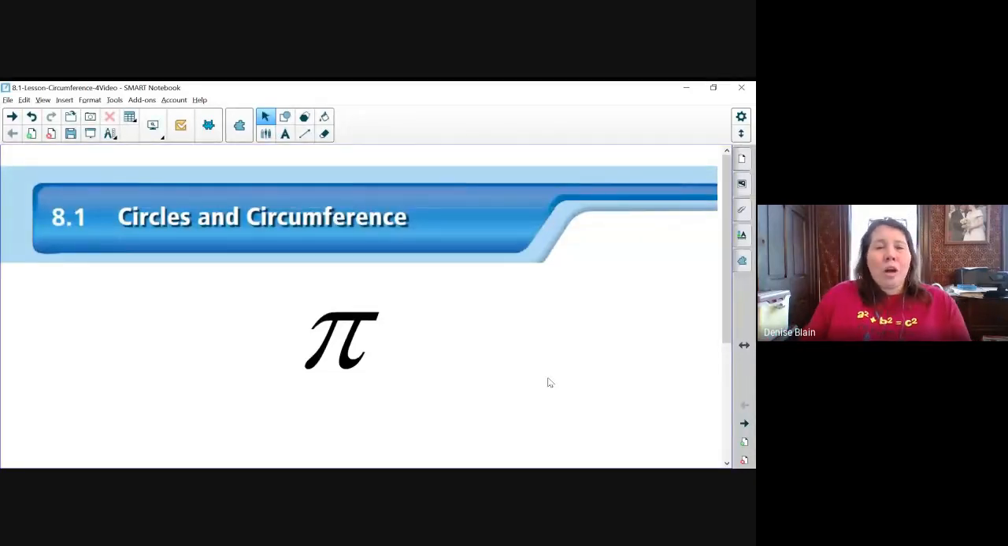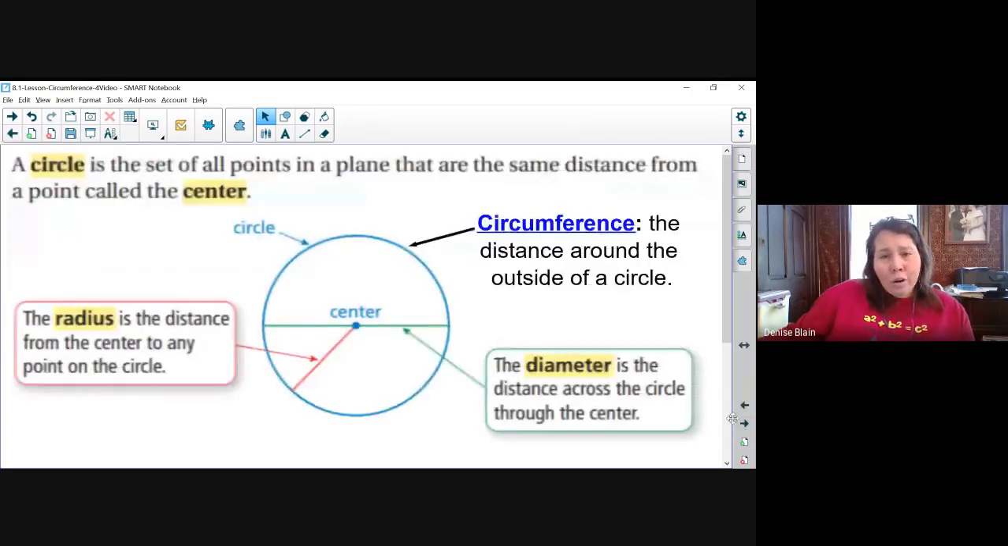Good morning. We're going to talk today about circles and how to find the circumference of the circle. Before we start, we're going to go over parts of the circle. We did this briefly on Pi Day, but I want to go over and refresh your memory.